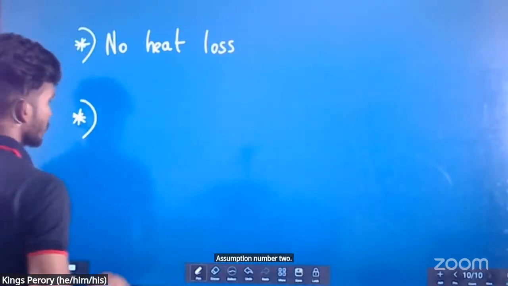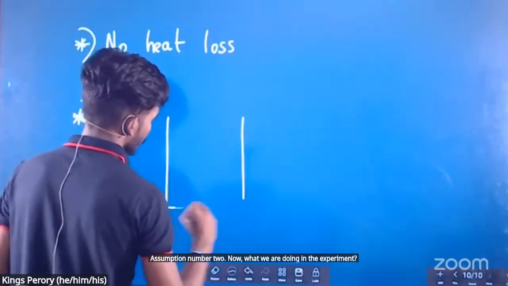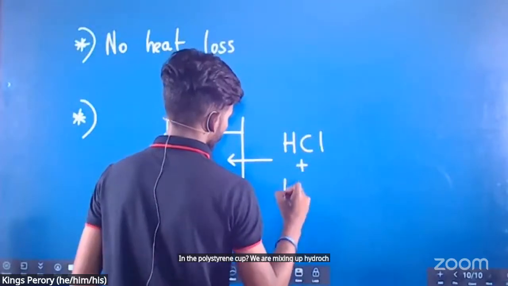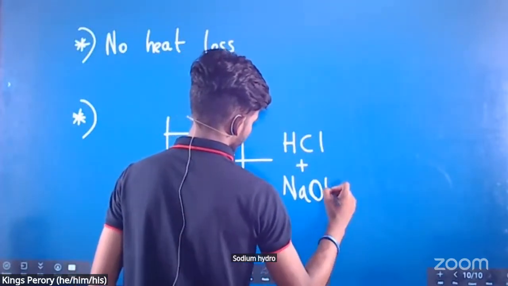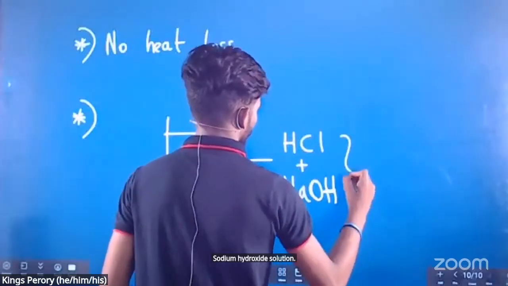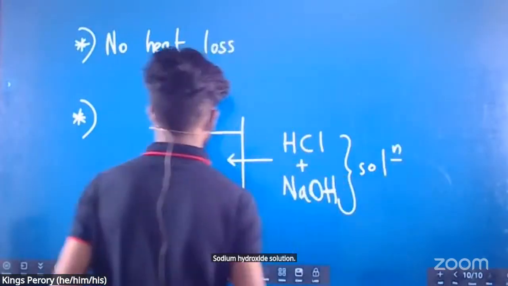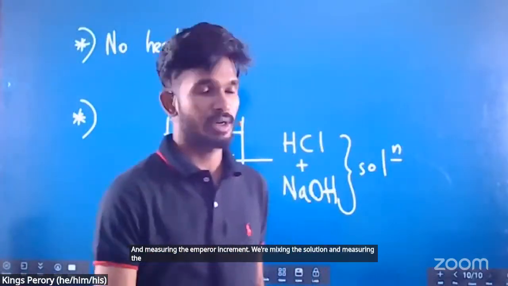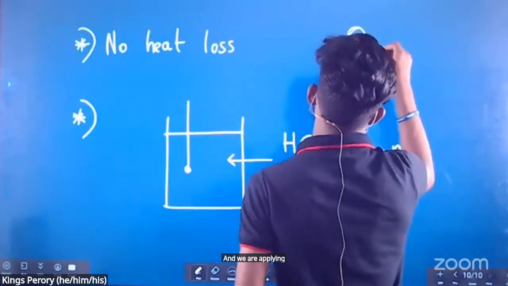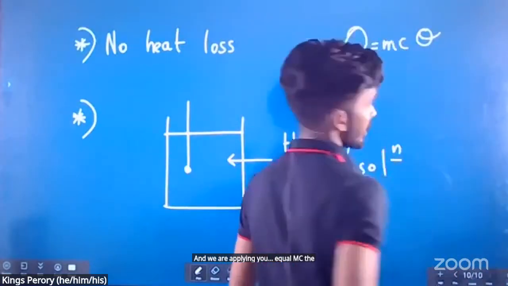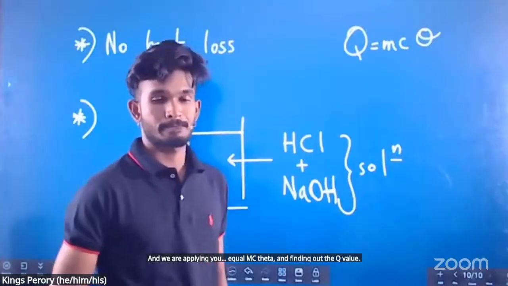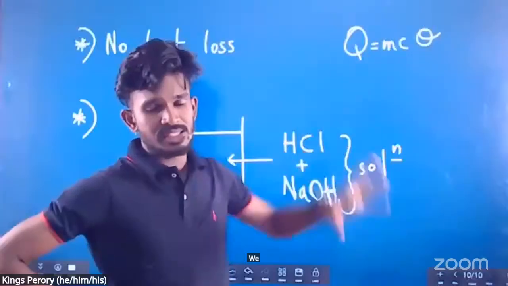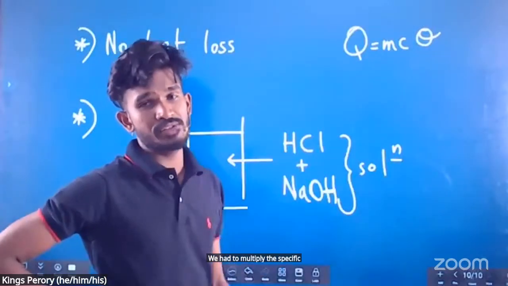Now what are we doing in the experiment? In the polystyrene cup, we are mixing hydrochloric acid and sodium hydroxide solution, and measuring the temperature increment. And we are applying Q = mcθ and finding out the Q value. So during the experiment, we have to include the specific heat capacity value.